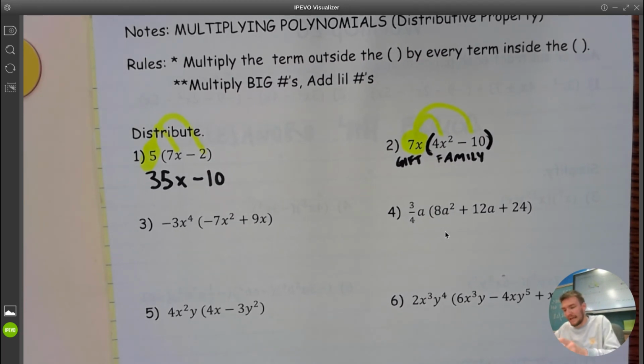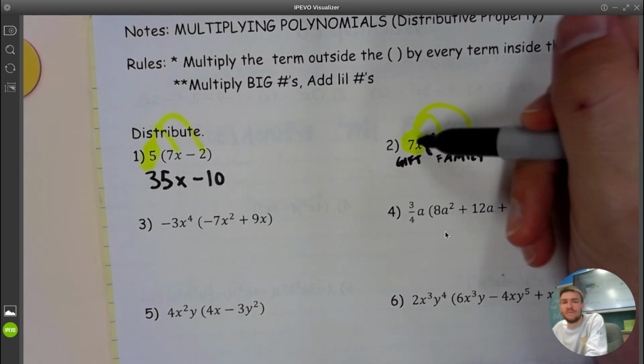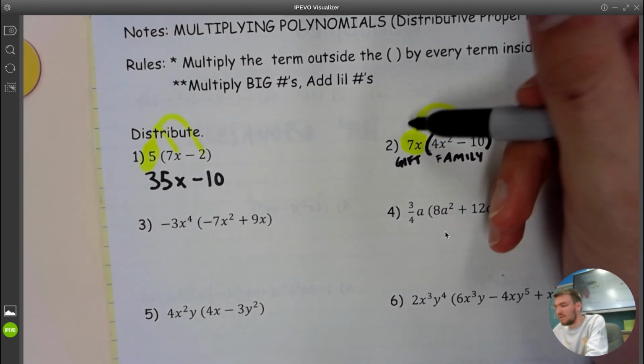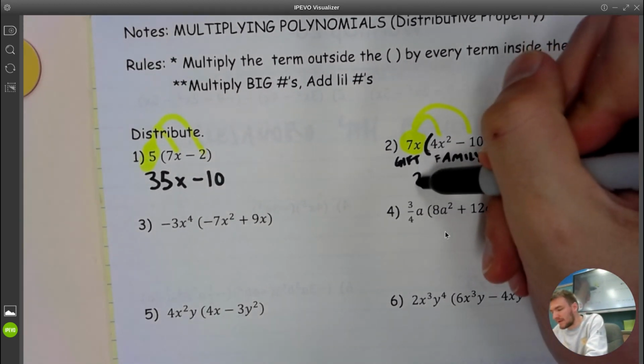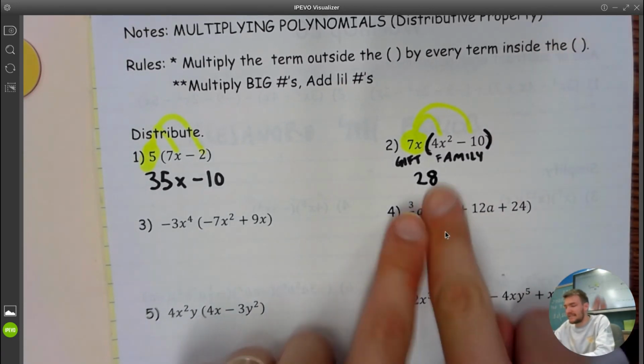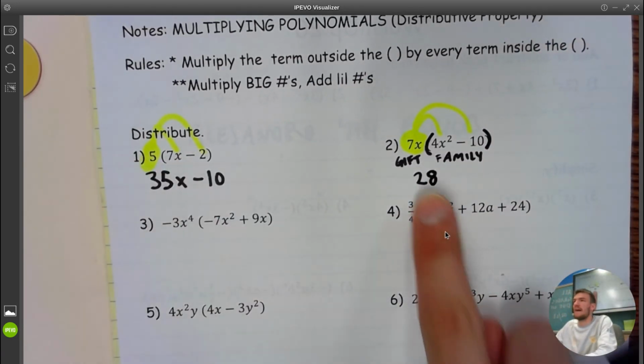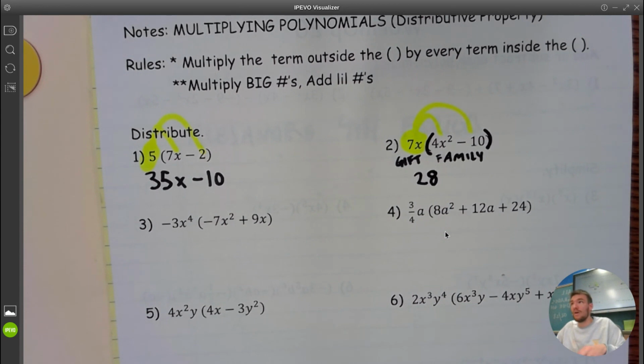So, let's do this. If we distribute the 7, this is easy. What's 7 times 4? 28. Okay, that's the same thing we did over here. You know, distribute the 5. That's fine. And now, let's distribute the x's. It's like a gift, okay?